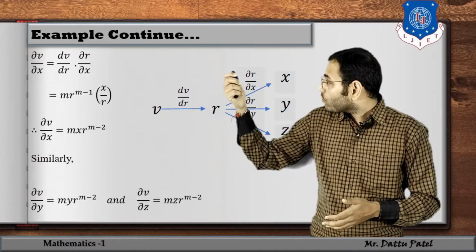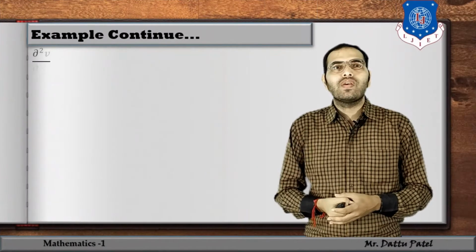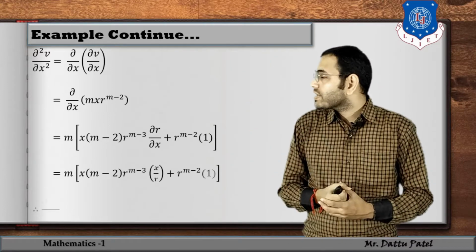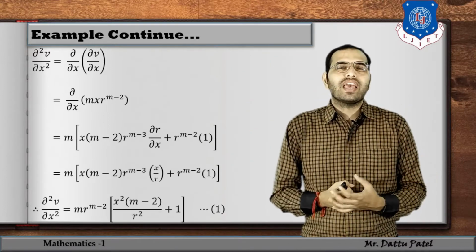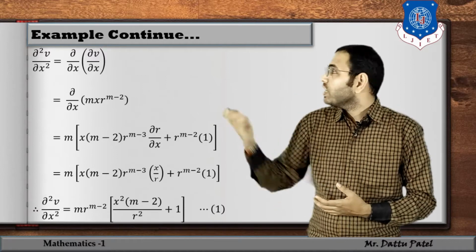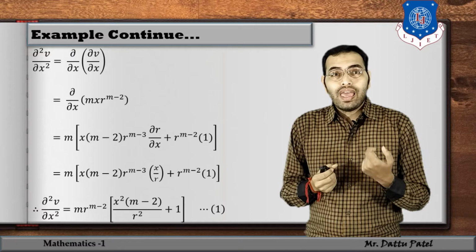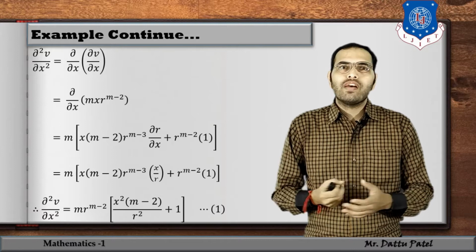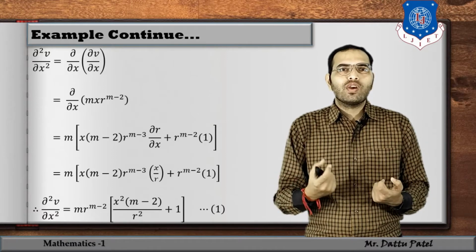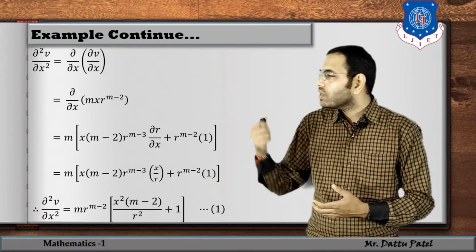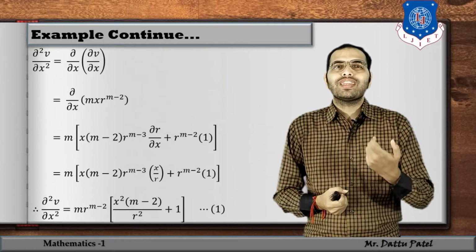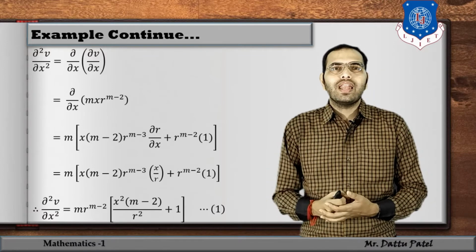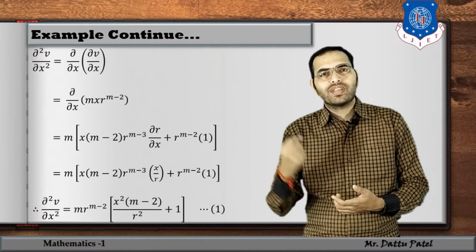Now go for the second order partial derivative, that is del squared v by del x squared equals del by del x of del v by del x. Substituting this value of del v by del x, that is m x r raised to m minus 2, here m is a constant. Now for the partial derivative of x into r raised to m minus 2, we apply the product rule: first as it is times derivative of second plus second as it is times derivative of first. Then x as it is times the derivative of r raised to m minus 2, that is m minus 2 r raised to m minus 3, times del r by del x, plus r raised to m minus 2 as it is times the derivative of x, that is 1.